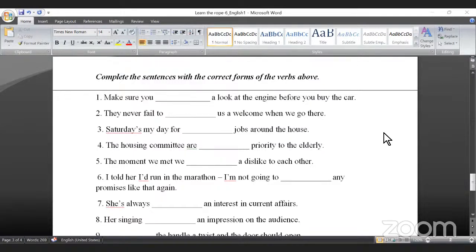First question: make sure you dash a look at the engine before you buy the car. Have a look, or what do you think is the right one? Is there any other option possible? Take a look, have a look. So which one is the suitable one? Make sure you take a look at the engine. Have a look at the engine. Take a look at the engine.